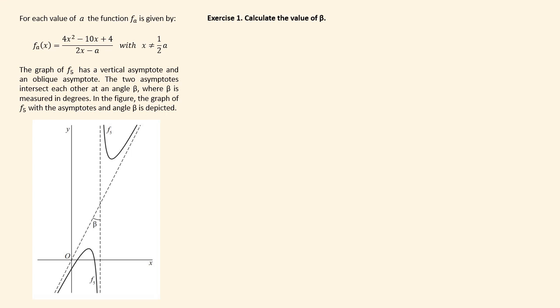The graph of f5 has a vertical asymptote and an oblique asymptote. The two asymptotes intersect each other at an angle beta, where beta is measured in degrees. In the figure, the graph of f5 with the asymptotes and angle beta is depicted. Now let's have a look at this graph. We indeed can see the angle beta depicted there.